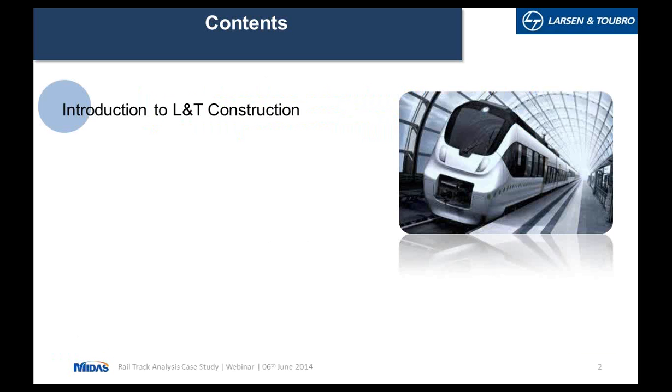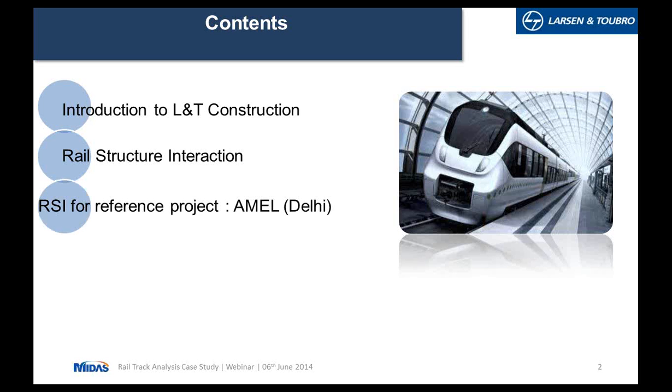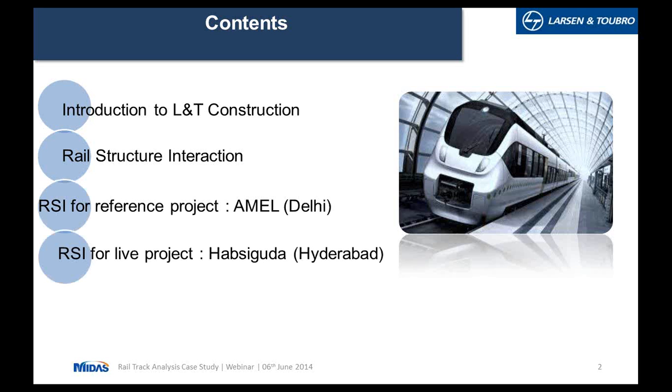So we begin with a brief introduction of L&T Construction. Of course, most of you must be aware of who we are and what we do. Then we move on to discuss the basics of rail structure interaction, although the same has been covered in the previous webinar on 28th May, but we feel that it is important to make some statements towards the same for better linkaging of these concepts to the present webinar. Then my colleague Mr. Nitin Mittal will take over for describing the reference project of Delhi Airport Line and the live project that we have worked upon using Midas Civil. And finally, we shall state some requests on behalf of L&T and all the engineering fraternity to Midas for further development of certain features in this rail structure interaction module.